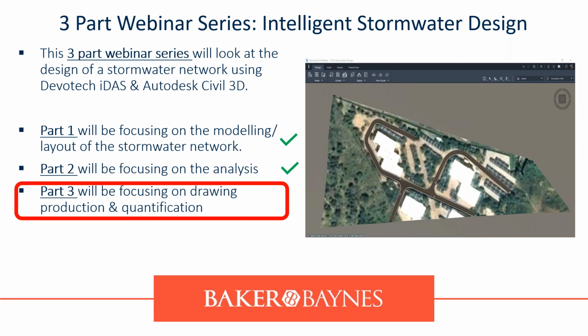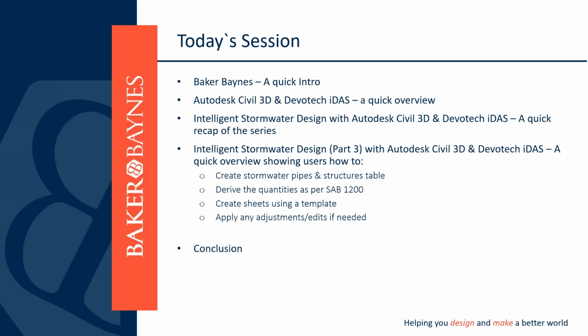Okay. And today we're going to be looking at the easy part, which is drawing production and quantification. Okay, so you've done your model, you've done the analysis, everything looks great. Now you've got to issue for construction or get your drawings up and running. So this is where we are focused on that. Okay, so that's what the series has consisted of. A quick snapshot. Again, we'll jump back to that later on in the presentation.